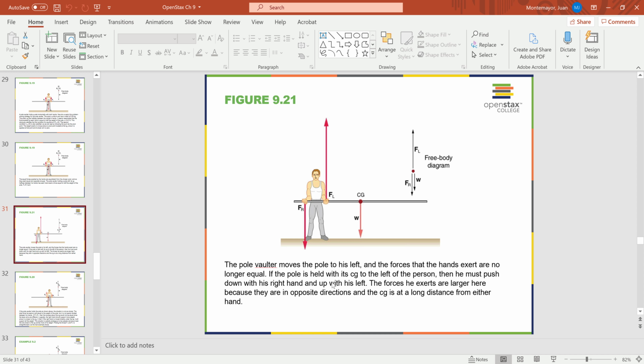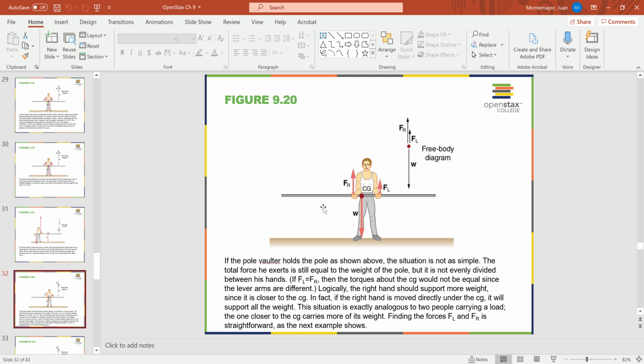So here now we have the pole vaulter on the left side. And the forces that the hands exert are no longer equal. If the pole is held with its center of gravity to the left of the person, so in this figure, it's the right of the figure, then he must push down with his right hand and upward with his left. The forces he exerts are larger here because they're in opposite directions and the center of gravity is a longer distance from either hand. So choosing the center of gravity to be in the center of the pole causes our pole vaulter to have to put different forces in different directions from each hand.